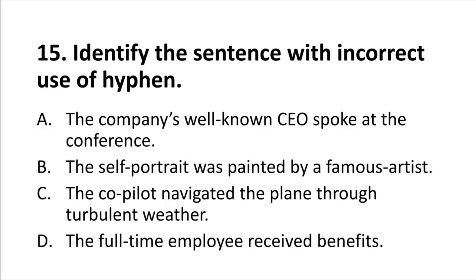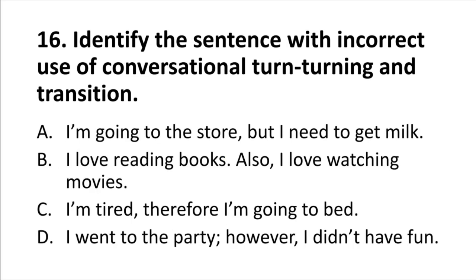MCQ number 15. Identify the sentence with incorrect use of hyphen. Option A, the company's well-known CEO spoke at the conference. Option B, the self-portrait was painted by a famous artist. Option C, the co-pilot navigated the plane through turbulent weather. Option D, the full-time employee received benefits. And the incorrect use of hyphen is in option B. So option B is incorrect.